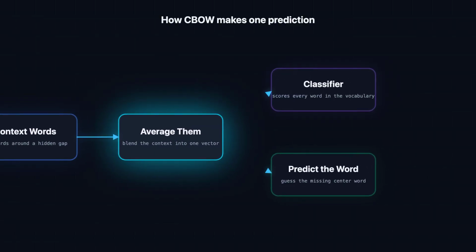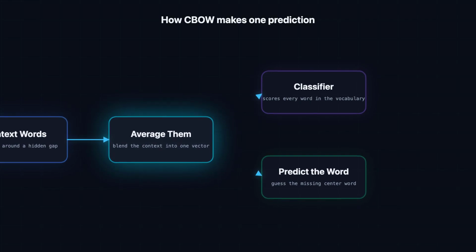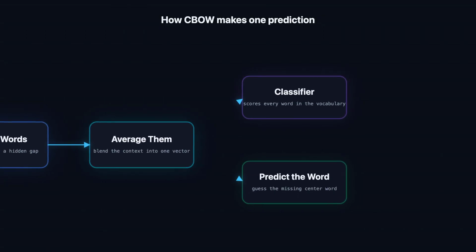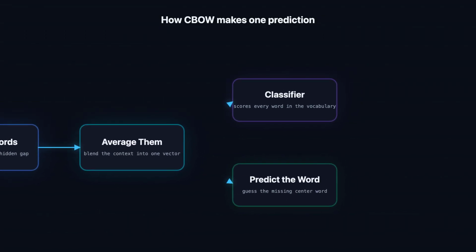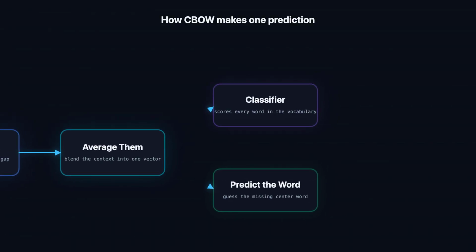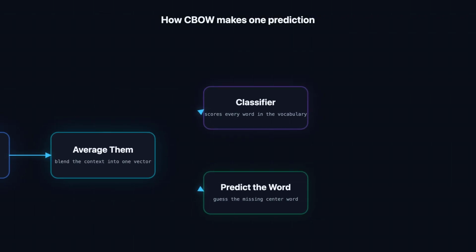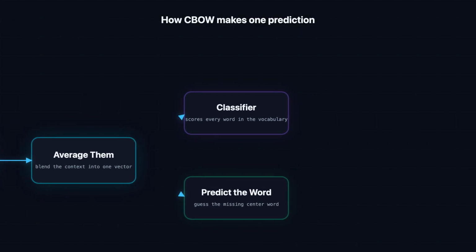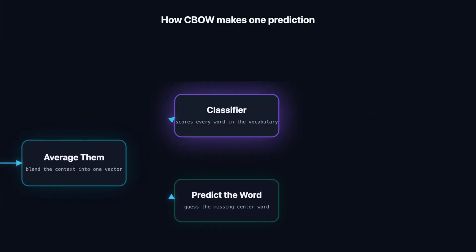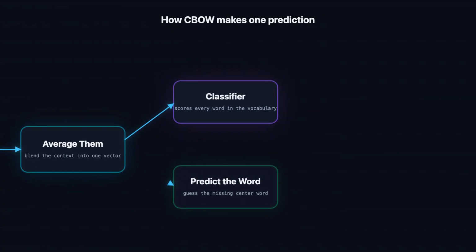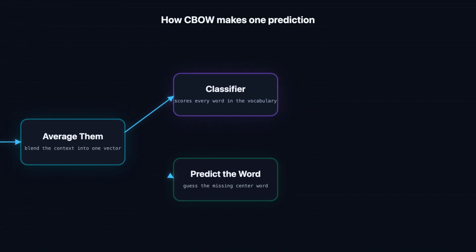Now look up a vector for each of those context words and average them all together. This is where the bag part of the name comes from. Averaging throws away word order completely. So the quick brown and brown, the quick collapse into the exact same blended input. Simple and surprisingly effective.